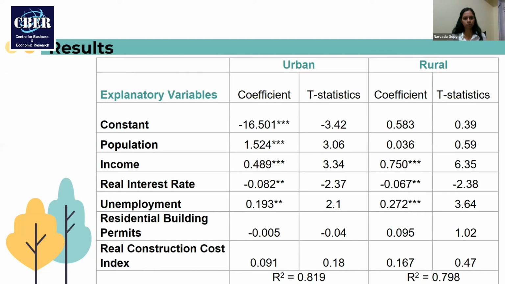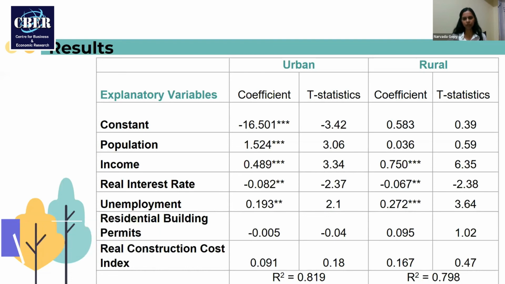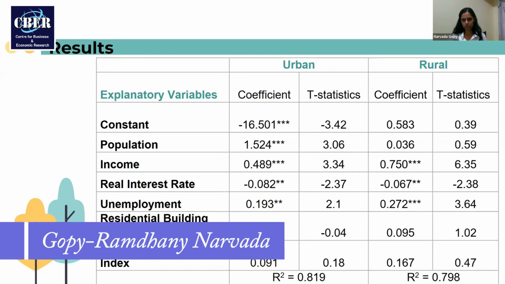From there, the other factors included in the model: income is significant in explaining land prices both in urban and rural regions. Once again, we find that the interest rate level is significant and negative in explaining land prices. And once again, we have unemployment, which has a positive significant effect on land prices in both regions.